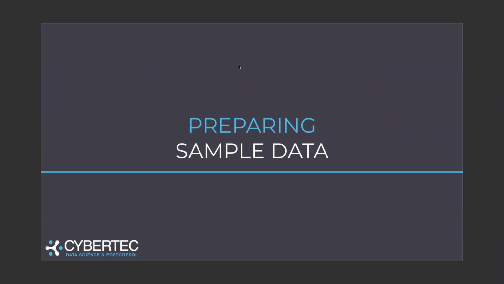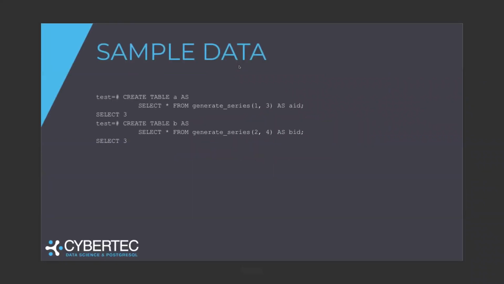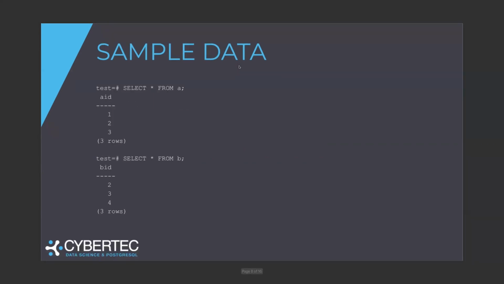As always, let's prepare some sample data. I've created a table here, I just called it A, and it contains 3 values. So generate_series is going to return 1, 2, 3, and we call it AID. And then there is a second table, which I just called B, and it's going to contain 2, 3, 4. So if we look at the data, super sophisticated data set, it's going to be 1, 2, 3 and 2, 3, 4. As you can see, it's not exactly the same, but there is a little bit of intersection here.